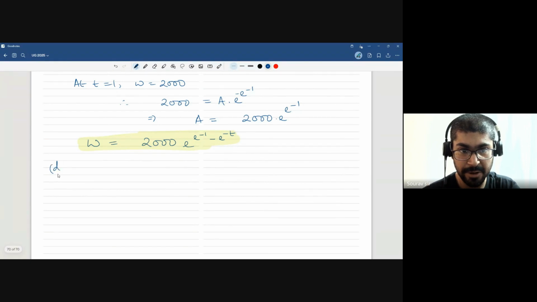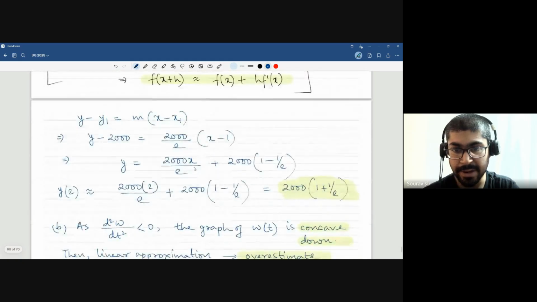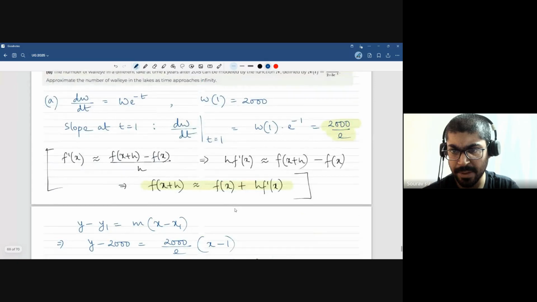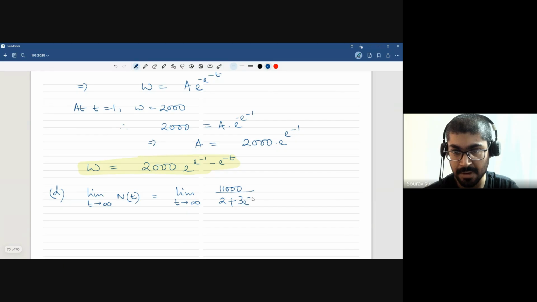So D would be equal to, we would just have to approximate, right? So this will be limit t tends to infinity nt. This is basically limit t tends to infinity 11,000 by 2 plus 3 e to the power minus t. Solve this limit. Tell me what you get.